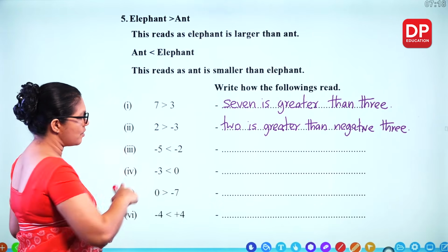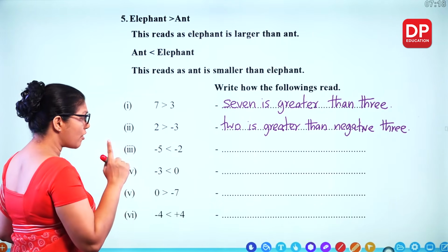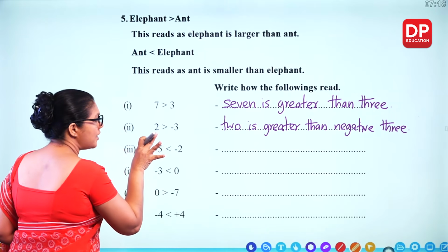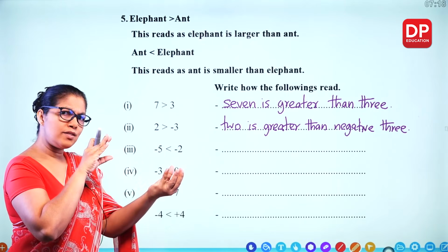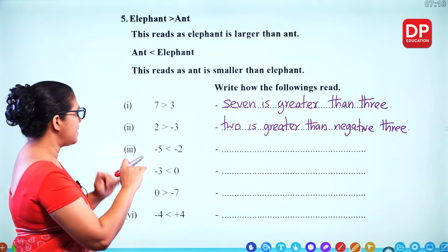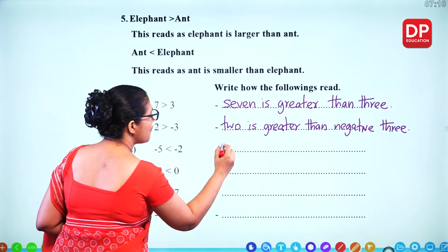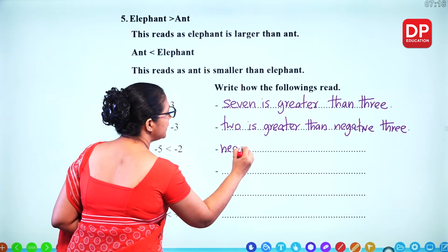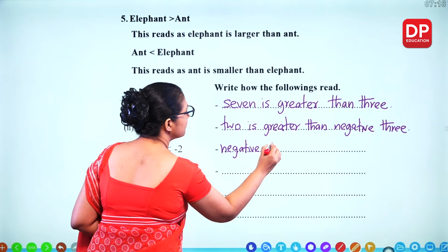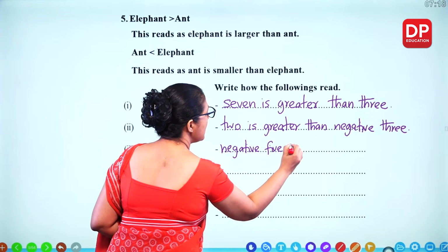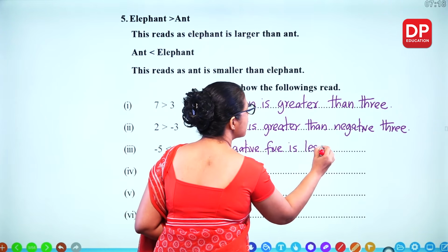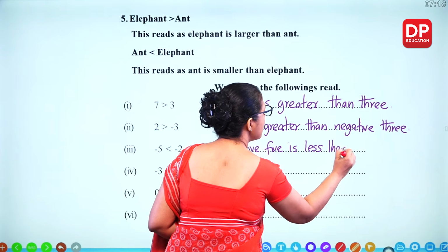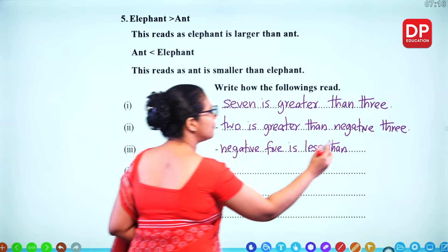This is the other way around. Remember the crocodile mouth. The crocodile mouth opens to the bigger side. The other side is less. So minus 5 or negative 5 is less than negative 2.